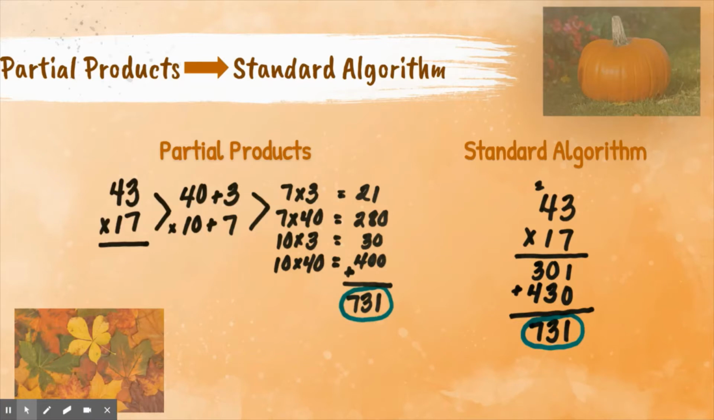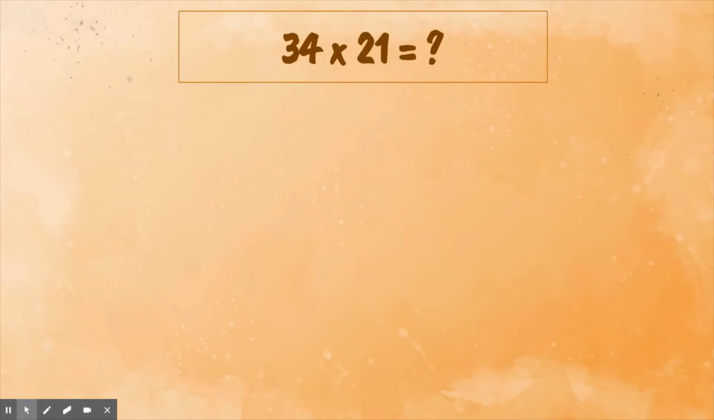On the right side, you see the standard algorithm. This is the traditional method that many of us were probably taught in school. It also has a foundation in place value, but it's not as clearly seen. So having students understand the bridge between the two is important to their success. Let's try a problem together so we can understand the connection.